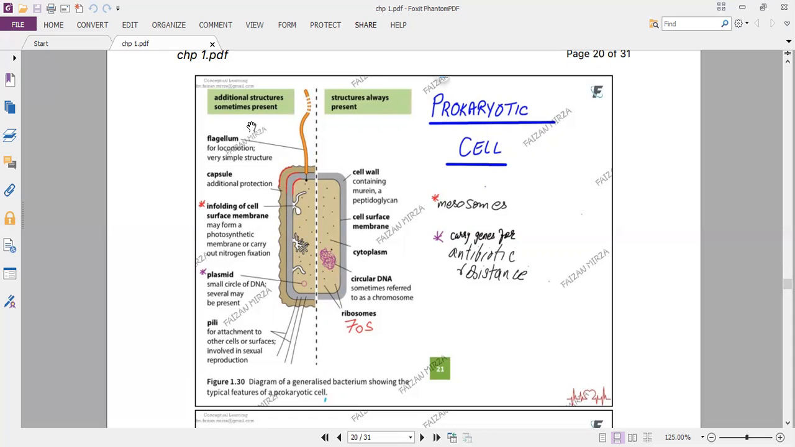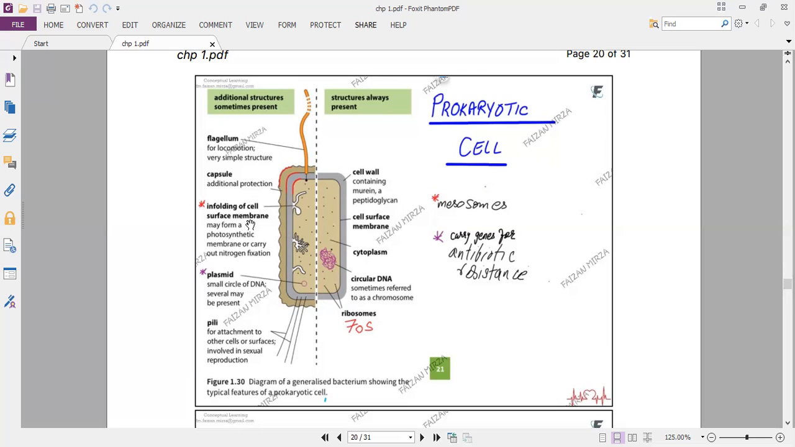Coming back to the prokaryotic cell, there are some additional structures that are sometimes present. For example, flagella might be present. It can induce motility in a particular bacterium. Keep in mind that all bacteria are not motile. Only those that have flagella will be motile. A capsule can be present in the bacteria that will provide additional support. You know, the cell wall is already providing support. The capsule can provide additional support.